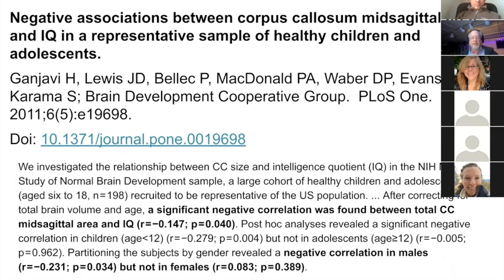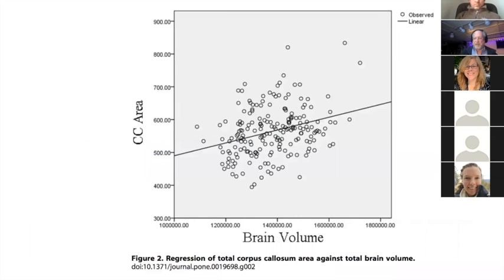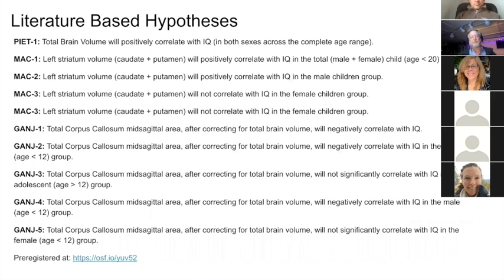So this is an exemplary publication from that, showing a significant negative correlation between the total corpus callosum mid-sagittal area and IQ, and the negative correlation was in the males but not the females. So again, a nice simple, compact observation to attempt to replicate. And just a representative figure from here, reminding us that the corpus callosum area and brain volume are associated, and that IQ is related in a negative way to the area.